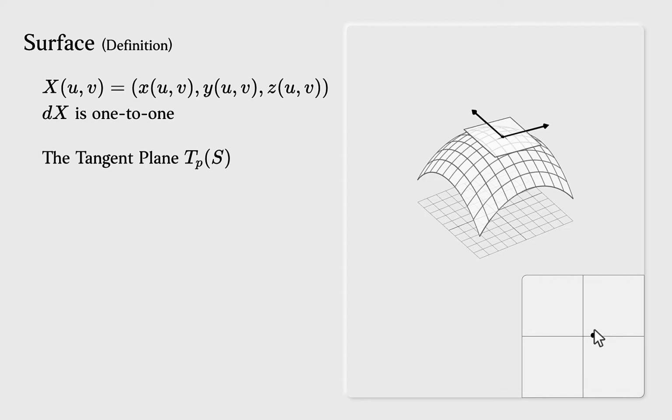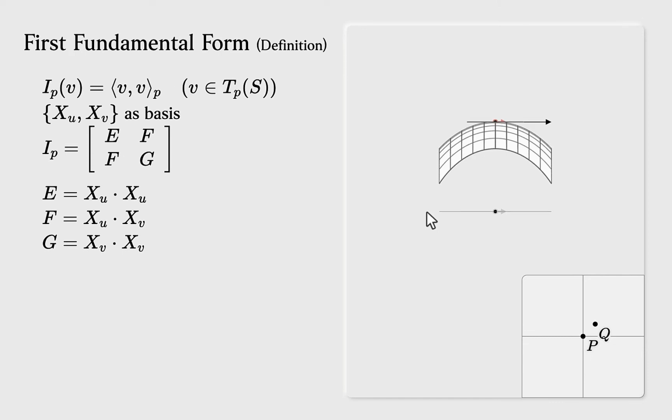So we can do some linear algebra on this tangent plane. To calculate the area, angle, and length on the surface, we first define the first fundamental form on the tangent plane. It's a quadratic form. It takes in a vector on the tangent plane, and the output is the vector's inner product with itself. If we choose a basis, x sub u and x sub v, we can determine its coefficients.